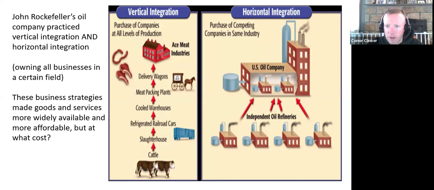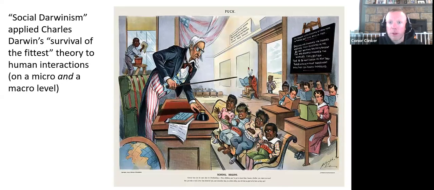So if the product is oil, vertical integration would be you own the land where you're drilling, you own all the drills, you own the refineries, you own the trucks, you own the gas station. Horizontal would be, if we're talking about gas stations, you go out and buy up every other gas station that there is. Or if the product is meat, you go out and buy up every McDonald's.